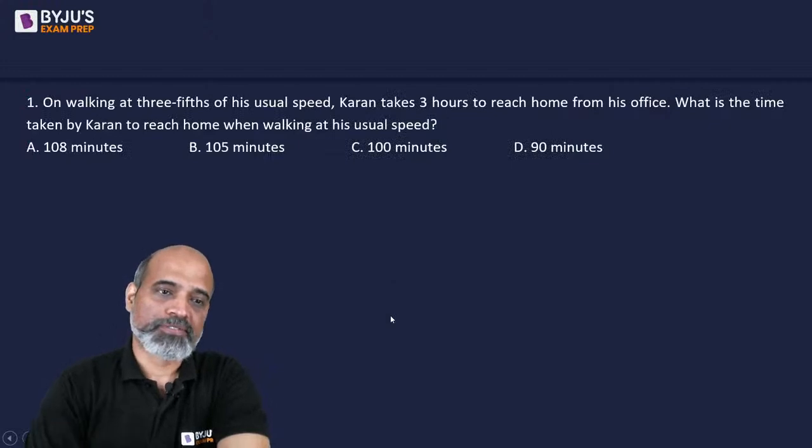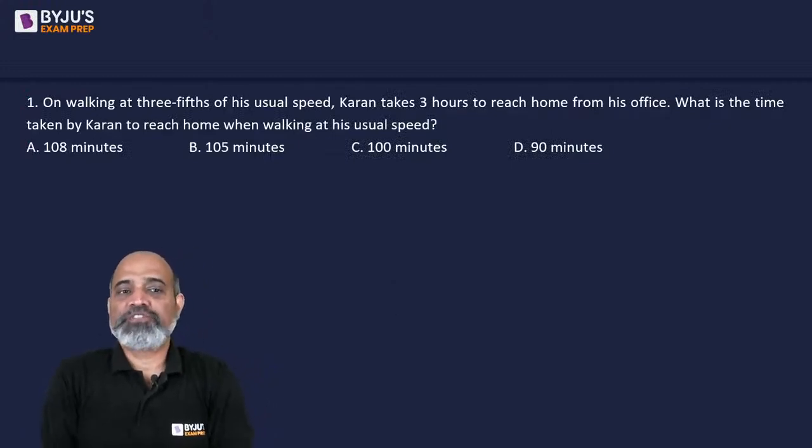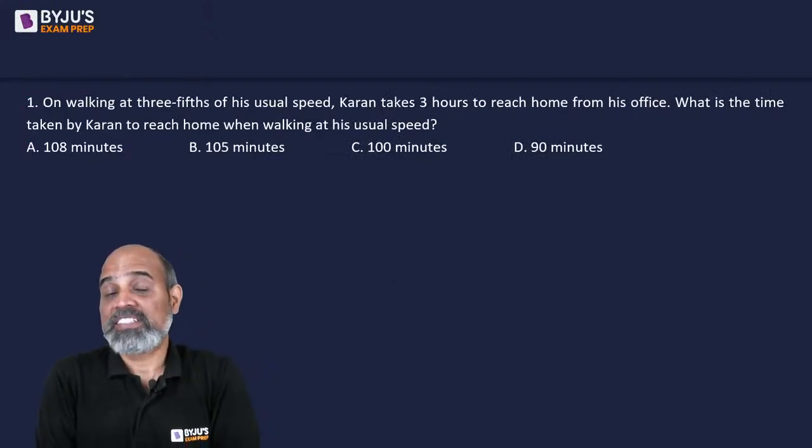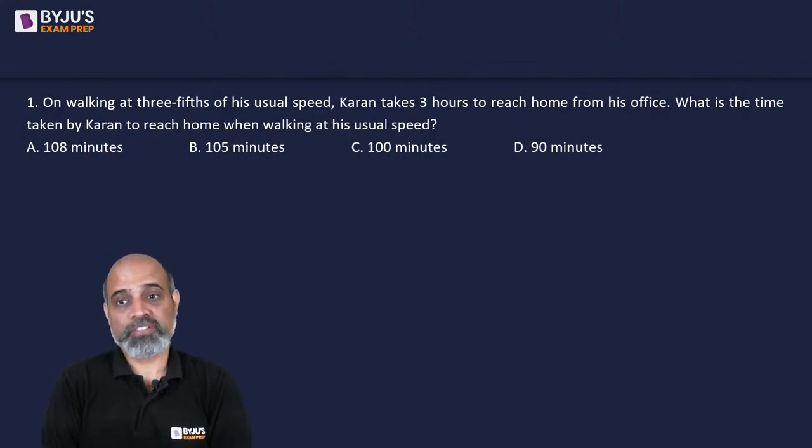So the first question. On walking at 3/5 of his usual speed, Karan takes 3 hours to reach home from his office. What is the time taken by Karan to reach when walking at his usual speed?